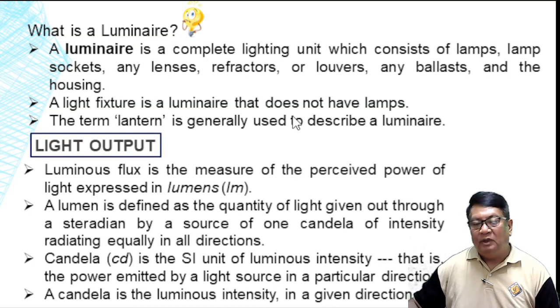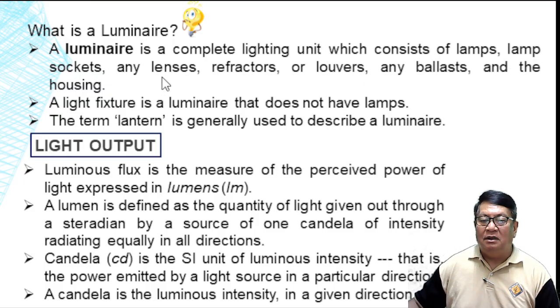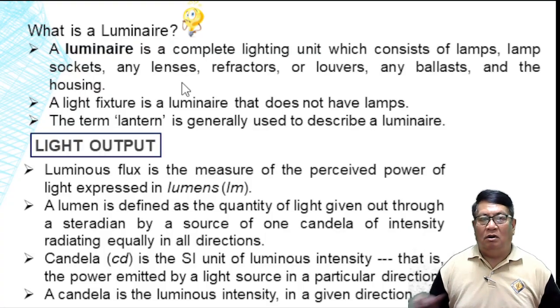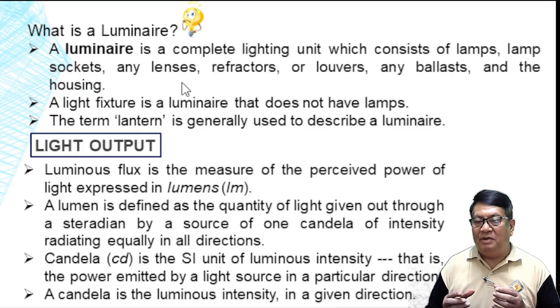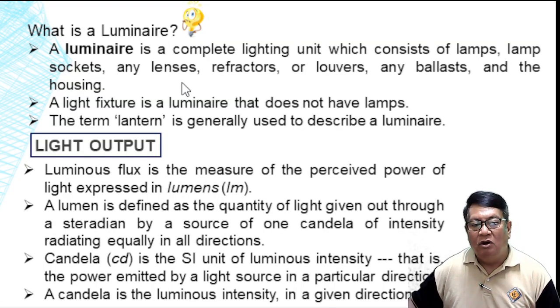Before that, let us talk about the luminaire. It is a complete lighting unit which consists of lamps, lamp sockets, any lenses, refractors or louvers, ballast, and the housing. So one set of lamps with receptacles, sockets, lenses, refractors, louvers, then ballast if we have, is what we call a luminaire.